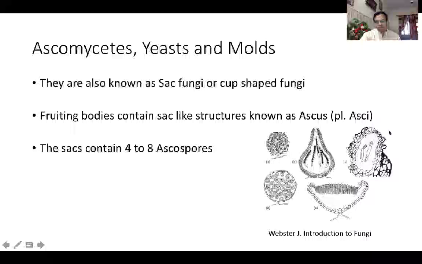As in this figure, it's clear that each ascus contains a number of spores. These spores are sexual spores, and they are also known as ascospores. You can see different numbers of spores. For example, in this case, there are 8 spores in each, and there are different numbers. So this number varies from 4 to 8. So up to 8 ascospores are present in each sac in case of yeast, in case of ascomycetes.